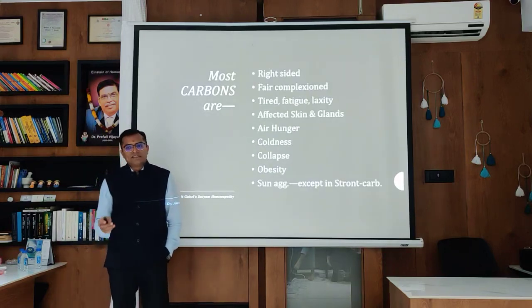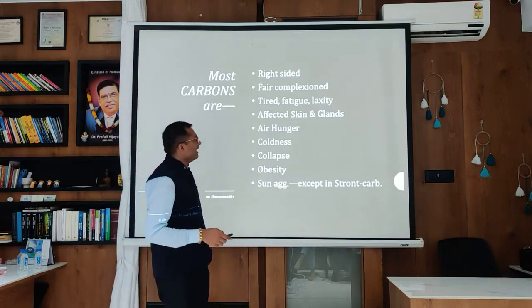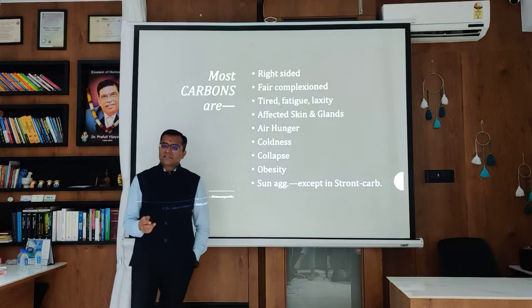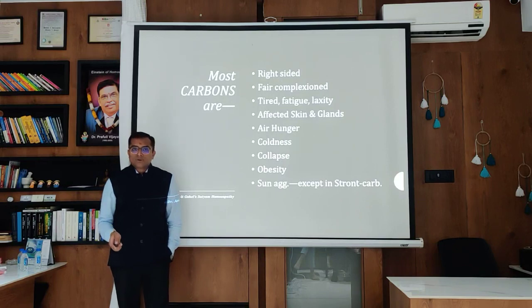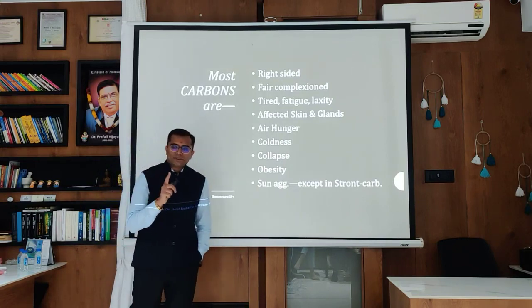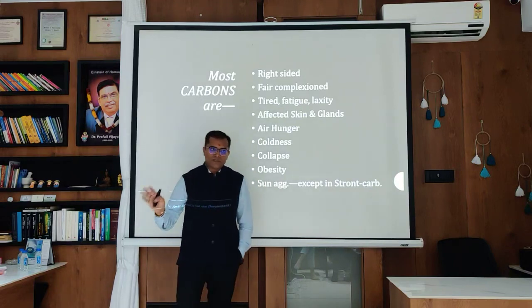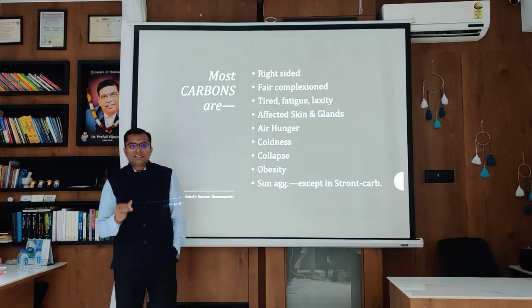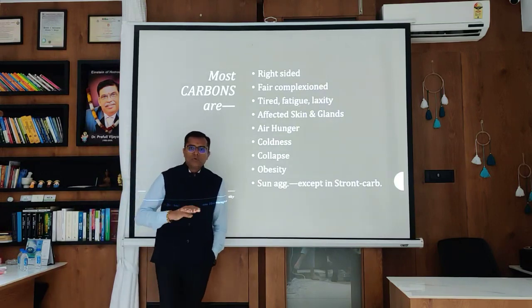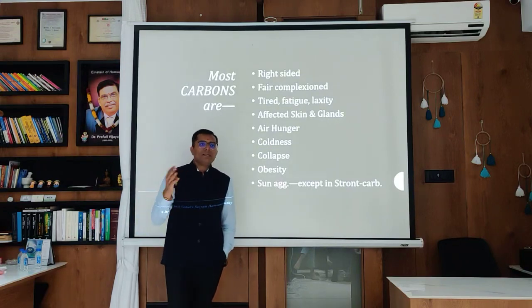Most carbons are right-sided, with fair complexions, tired, fatigued, with laxity, affecting the skin and glands, air hunger. There are reactions of coldness and collapse. When you find the collapse, in a collapse we have Camphor and Carbo veg. So what happens in a collapse? In a collapse stage there is coldness of the body. The external coldness, internal heat is lacking in both Carbo veg and Camphor.